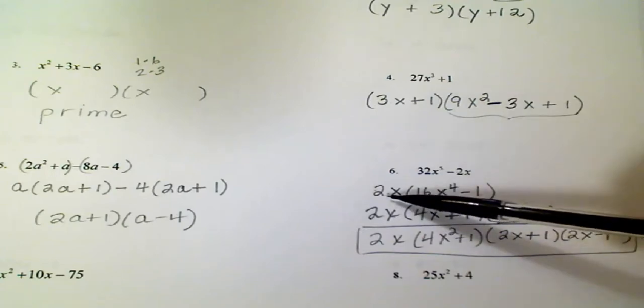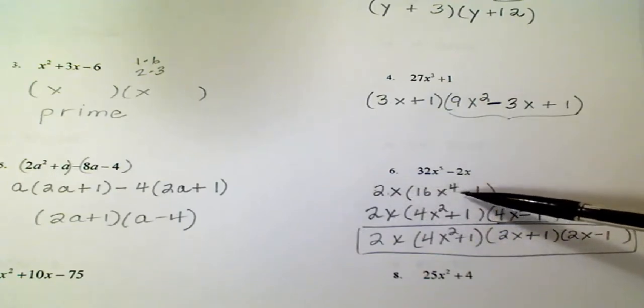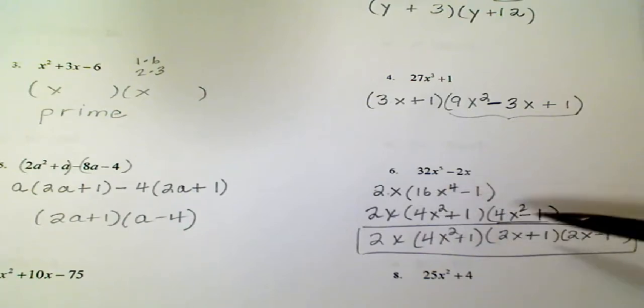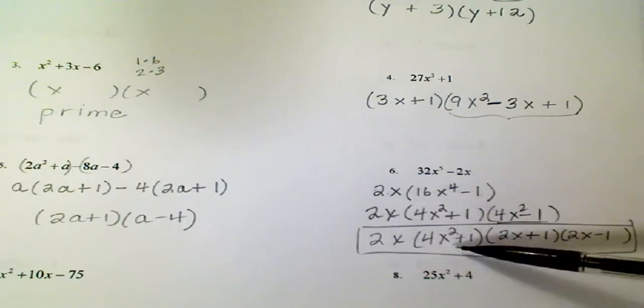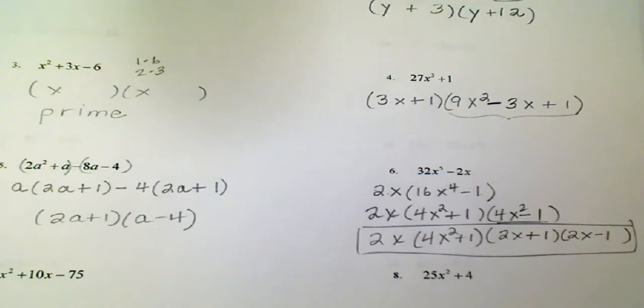So we took out the GCF. We realized we have a difference of perfect squares. We took the square root of this, rewrote it twice, square root of this, wrote it twice, plus, minus. This is the difference of squares again. So we have to factor that again. Everything that we've pulled out or can't factor again is part of the answer.